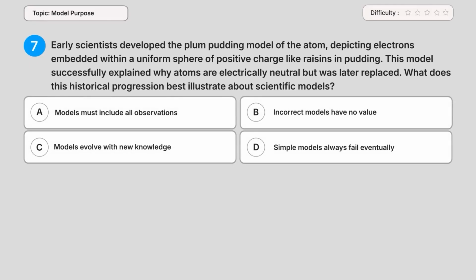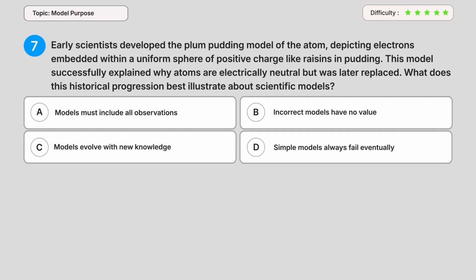7. Early scientists developed the plum pudding model of the atom, depicting electrons embedded within a uniform sphere of positive charge like raisins in pudding. This model successfully explained why atoms are electrically neutral, but was later replaced. What does this historical progression best illustrate about scientific models?